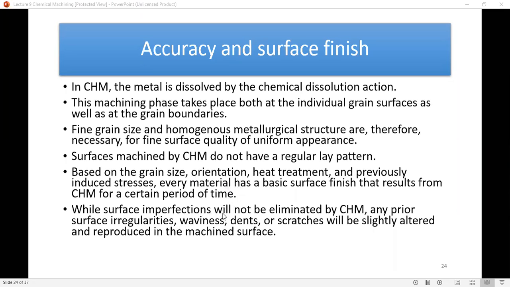While surface imperfections will not be eliminated by CHM, any prior surface irregularities will be slightly altered and reproduced on the surface. As I mentioned just now, if you have a dent or a scratch on the workpiece material before the CHM process, you still have those after you machine it. They will be slightly altered, but reproduced on the machined surface. That's what it says.